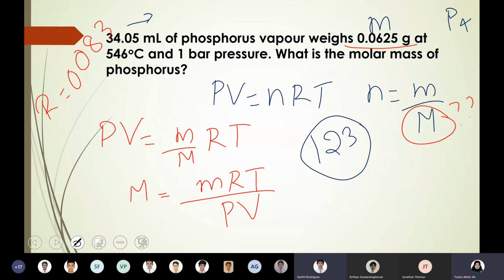122.85. Very good. So it's almost equal to 123. Fine. Okay. So any doubt? Anybody still didn't get the answer?